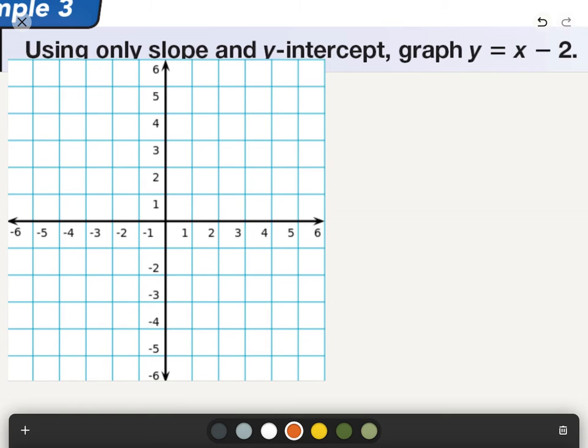Using only the slope and y-intercept, graph y equals x minus 2. So, first of all, how can we figure out our y-intercept? Our y-intercept is where x equals 0, so that we can be on this line. So we'll say y equals 0 minus 2. Then that would mean the y-intercept is minus 2 if x is 0.